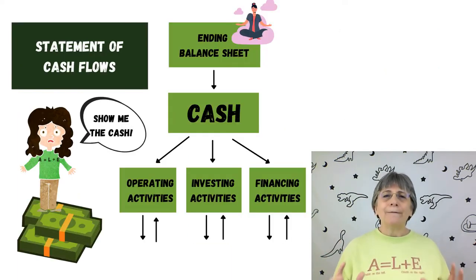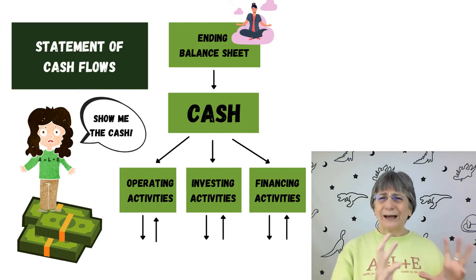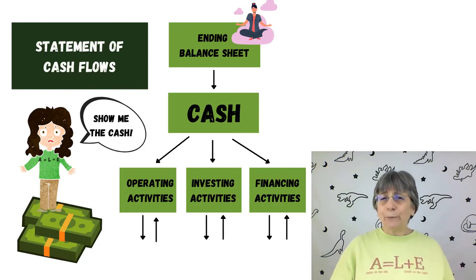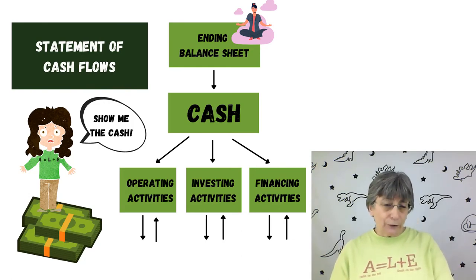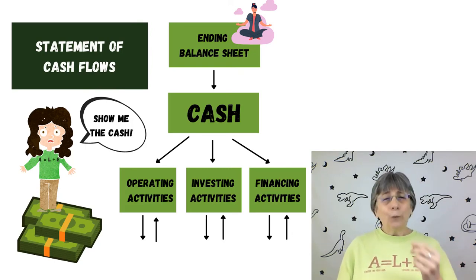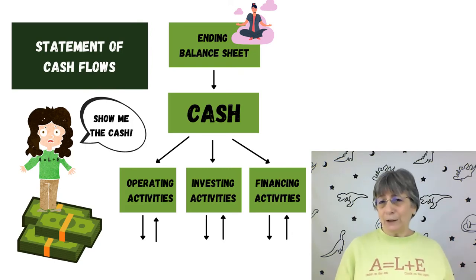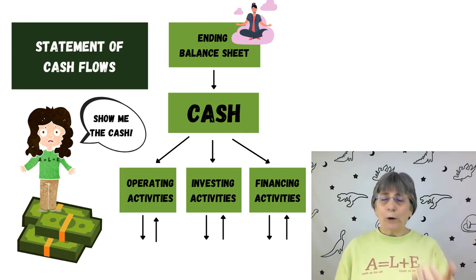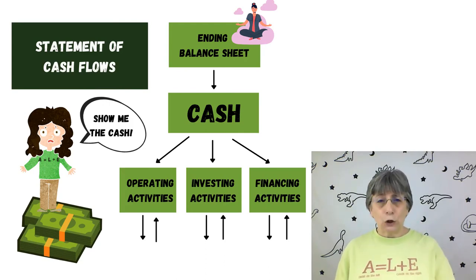So once we have done all of the regular accounting things, we're going to do one more financial statement. We want to know where our cash came from and where our cash went to. So we're going to do a statement of cash flows. And we're going to start with our ending balance sheet, but we only want to know about one account. We want to know about our cash. What happened with cash? Where did the cash come from? Where did the cash go?